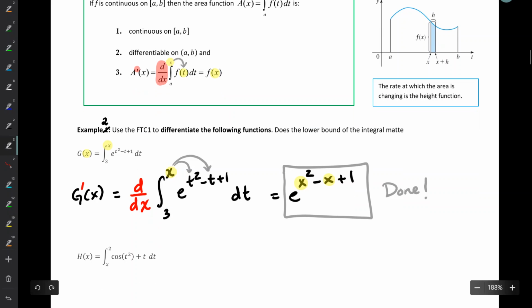On the next one, notice that my x is down here at the bottom, and when you go ahead and do the proof, you are working on it in this form.